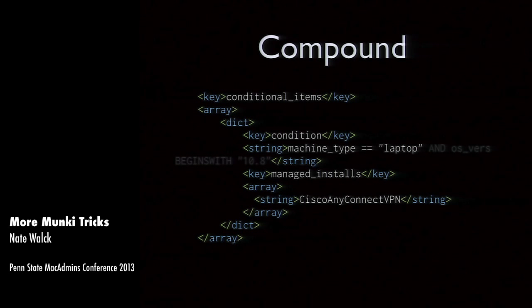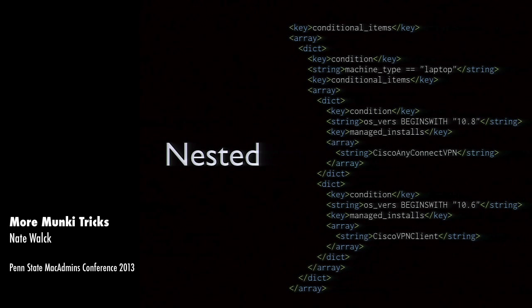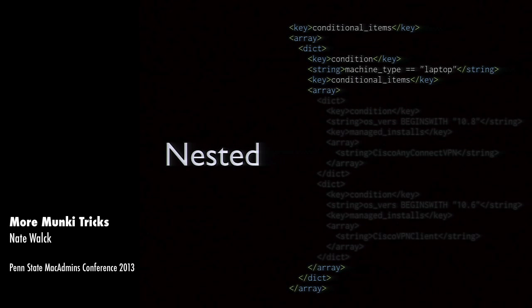So let's expand that. There you go. See, I even was nice about it, I forgot. So if you break it down, machine type is laptop, and the OS version is 10.8, and it'll install for you. Here's a nested one. This is actually just like the previous one, but with a little bit more to it. If the machine is a laptop, just like the previous one, and this condition's by itself, and then we add another condition in it, so we nest the condition.